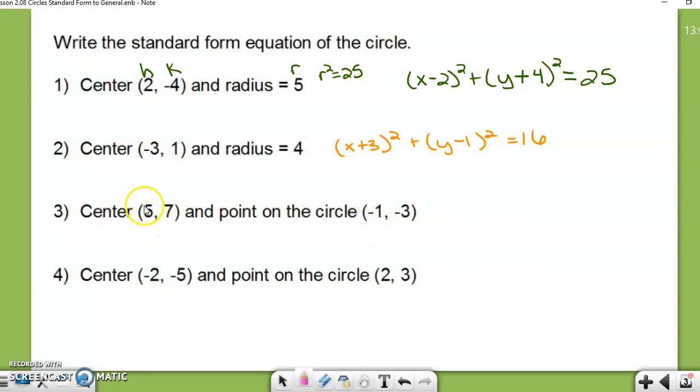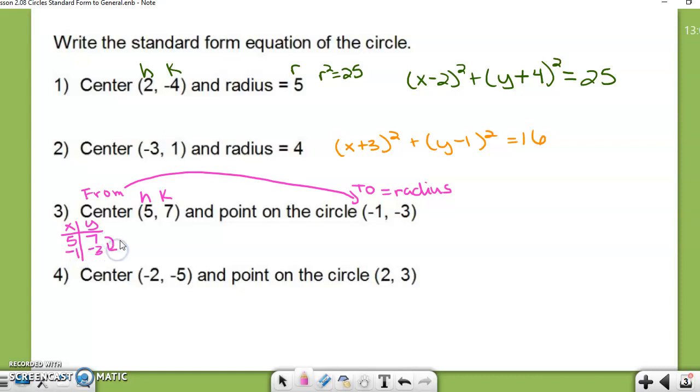This time I'm being given the center, so I know this is h and k, and then a point on the circle. So from the center to a point on the circle, that equals my radius. So I'm going to have to use the distance formula to find the length of my radius. So I'm going to start with my little T-chart. I'm going to put my center point on there and my given point that's on the circle. And I'm going to find my changes.